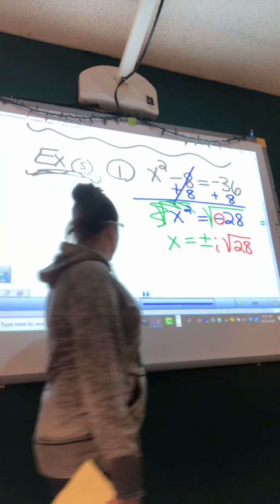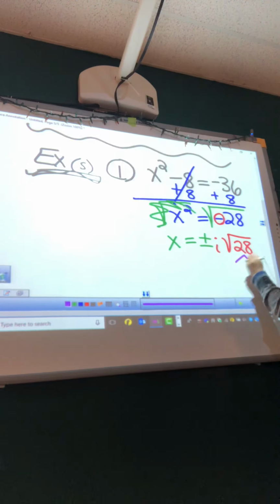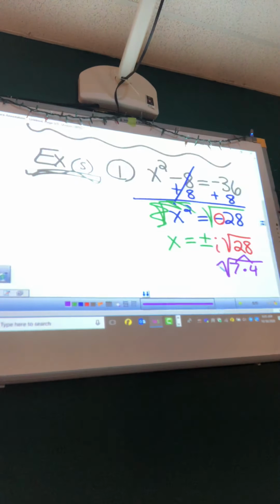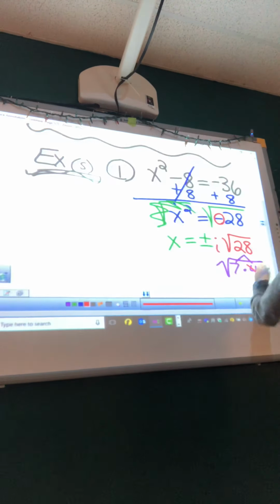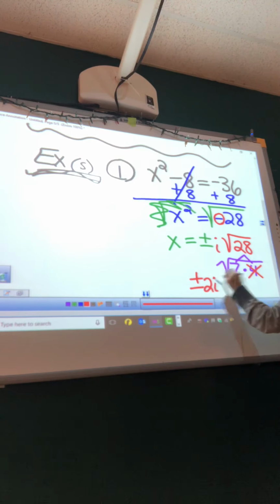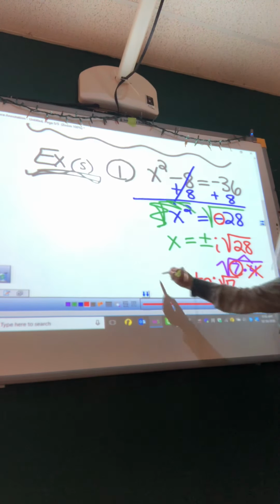7 and 4. Which one of those is the perfect square number? 4. Square root of 4 is 2. All right, so now we have a positive negative 2i. What happens with that 7? Stays inside because it's a prime number. It doesn't break down, correct? And we have our answer.